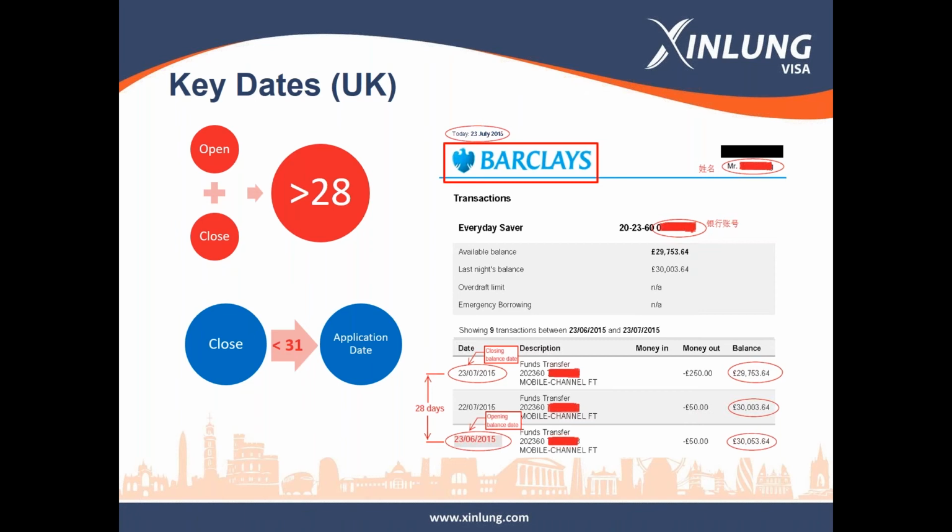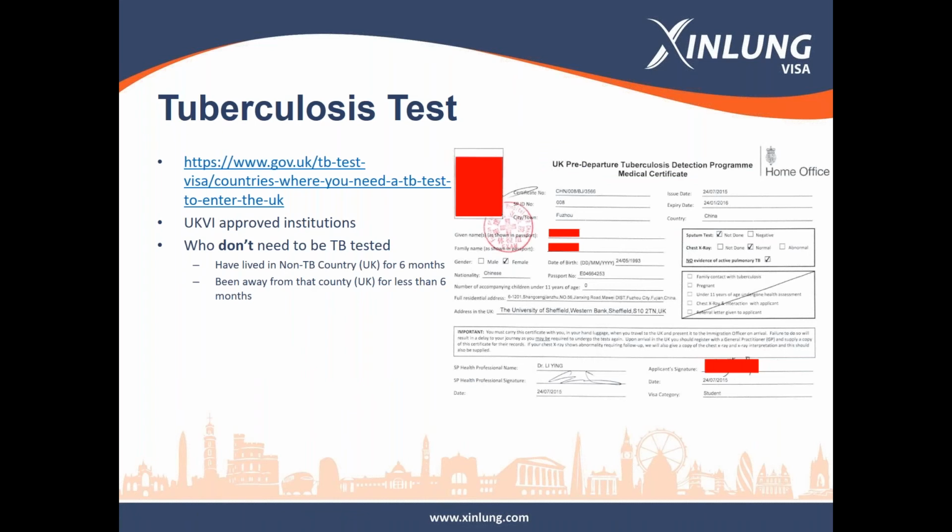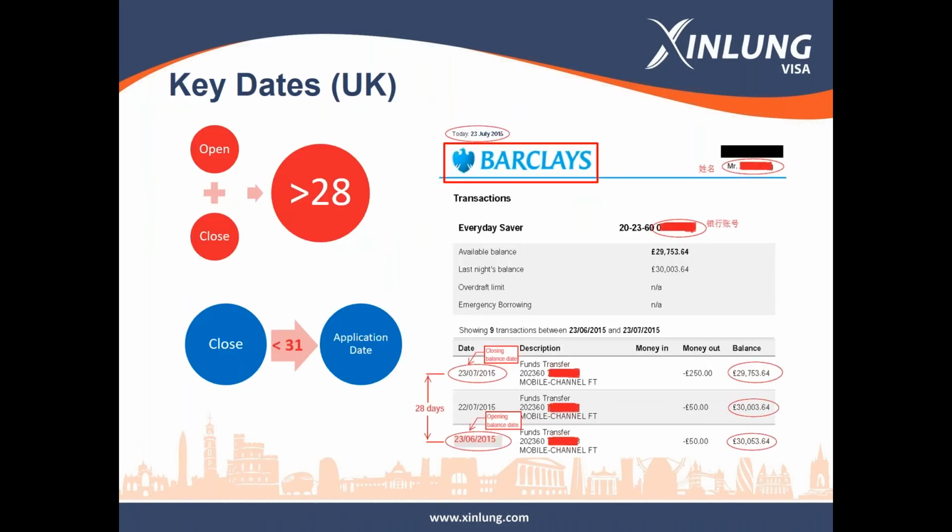So any date, if he's going to submit his application, any date beyond 22nd of August, he cannot use this statement because it's invalid for visa purposes. Okay, now we have literally looked at a real bank statement and understood the UKVI's rule about a 28 days period and the UKVI's rule about the 31 days within the application date.